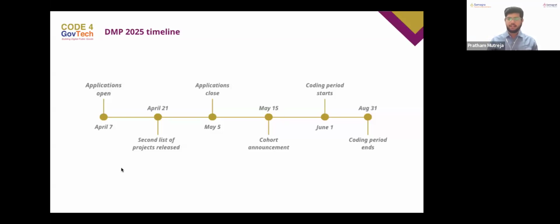The idea is that the applications close for both project listings on 5th of May. So it's not that the second list of projects has another deadline. Both of them have the same deadline. We announce the cohort on 15th of May, and then the coding period starts on 1st of June and ends on 31st of August.